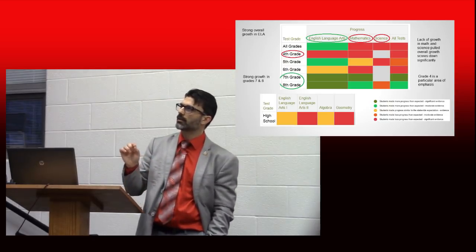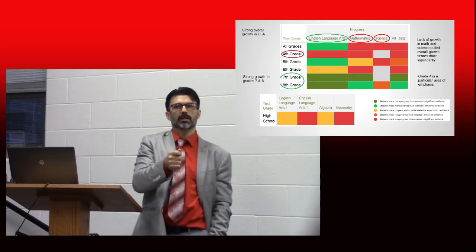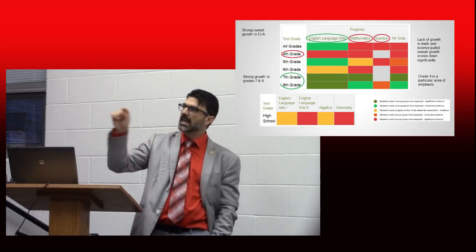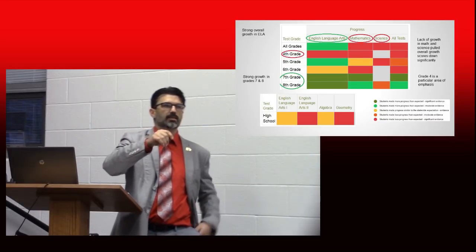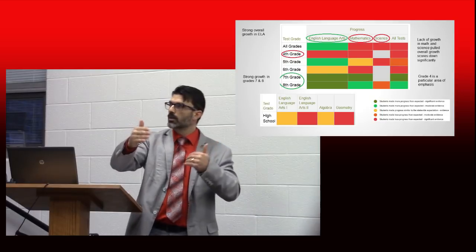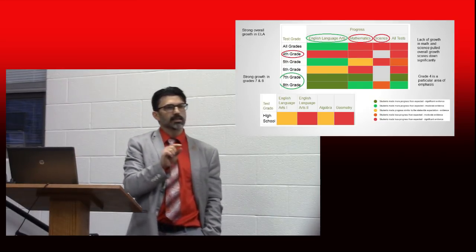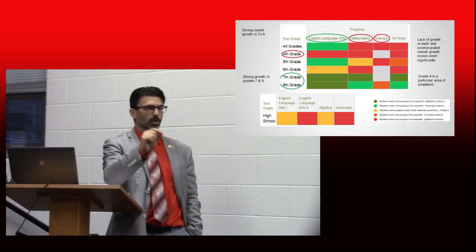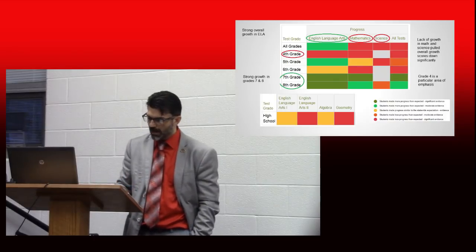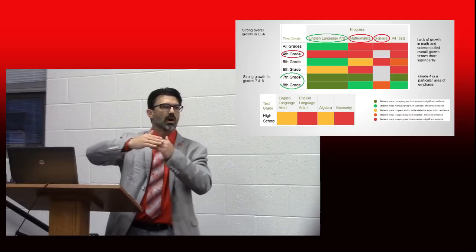So what you see here is anywhere you see green, that means that our kids experienced more than expected growth. You can think of that as, in those areas, our kids experienced more than a year's worth of growth. Anywhere you see orange or red, that means that our kids did not experience expected growth in that area.